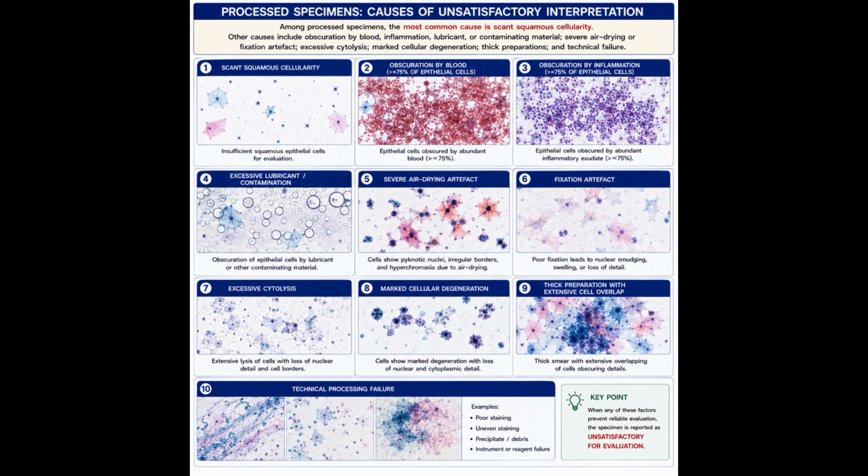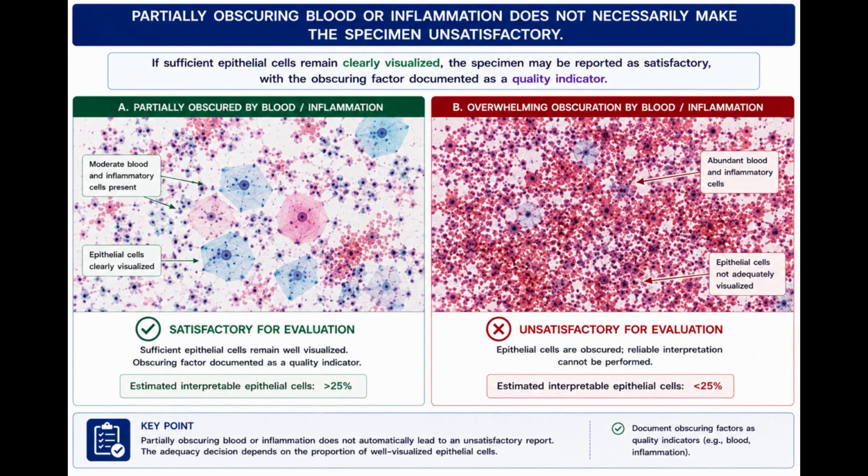Among processed specimens, the most common cause of unsatisfactory interpretation is scant squamous cellularity. Other causes include obscuration of more than approximately 75% of the epithelial cells by blood, inflammation, lubricant, or contaminating material, severe air drying or fixation artifact, excessive cytolysis, marked cellular degeneration, thick preparations with extensive cell overlap, and technical processing failure. Partially obscuring blood or inflammation does not necessarily make the specimen unsatisfactory.